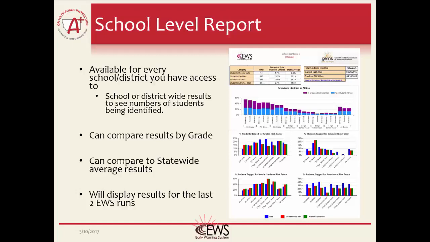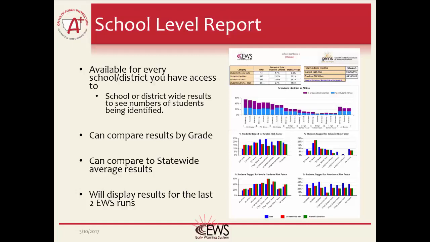School-level reports are available for each school or district you are responsible for and have access to. Using the school report, you can also compare results between grades. For example, you can compare how many of your 7th grade students are at risk for dropping out compared to your 8th grade students. This report will also list the statewide average results for each category, so you are able to look at how your school compares to the rest of the state in each category.